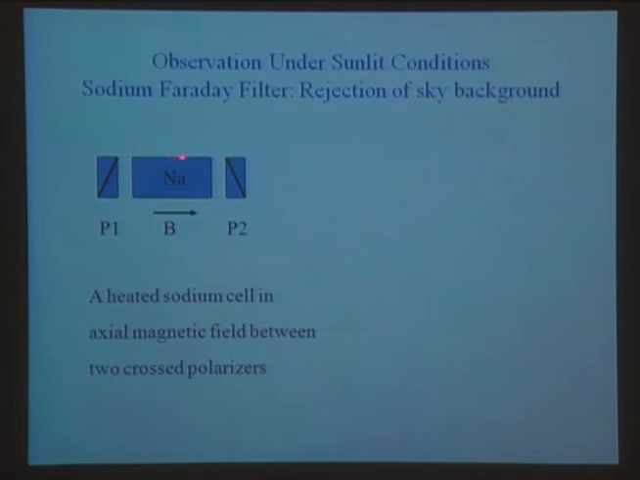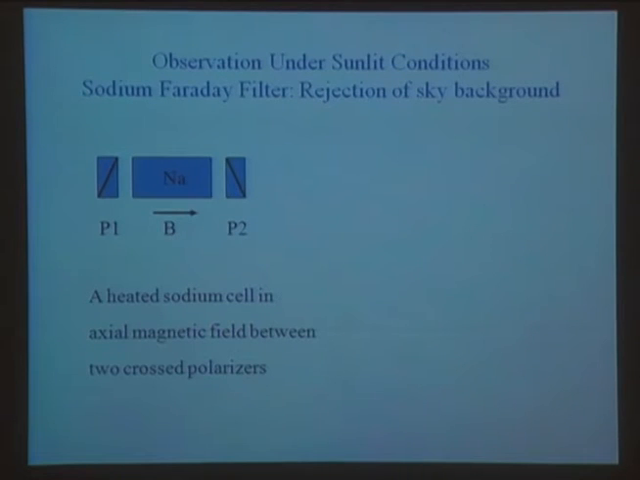So you have a sodium cell in an axial magnetic field between two crossed polarizers. So if there's no sodium cell, right, then the light coming in will be linearly polarized one way and be rejected by the second polarizer. No light will come out. All the light from sky will be eliminated, ideally. Right? However, if you put a sodium cell in here, the sodium frequency will now interact with the cell.